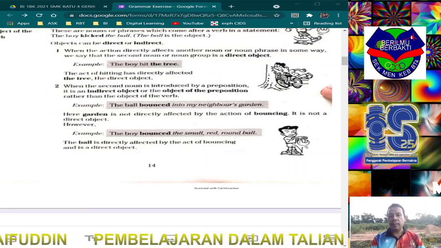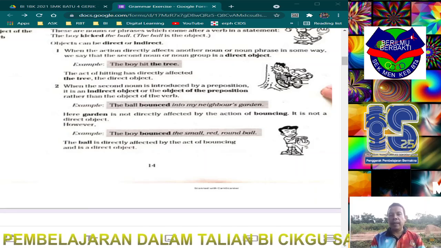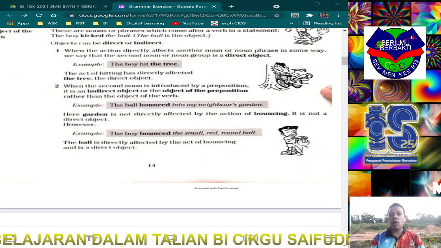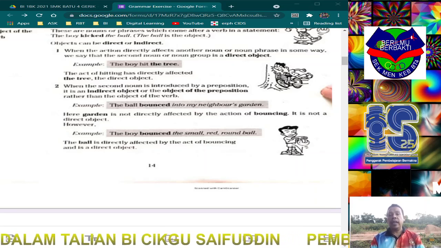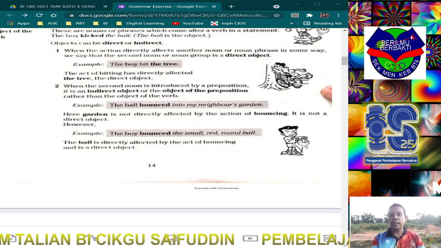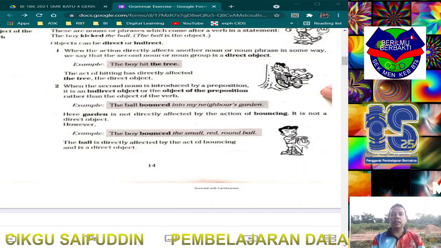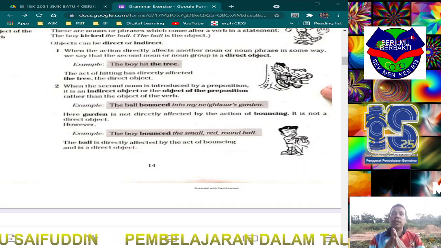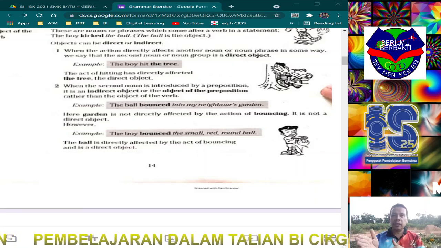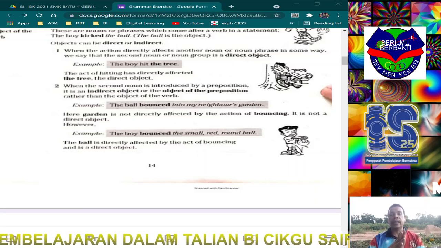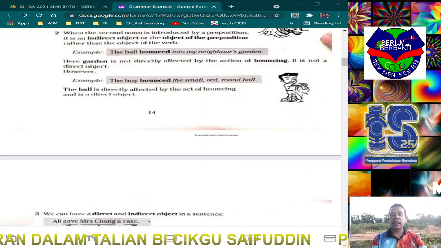However, for example, the boy bounced the small red round ball. The ball is directly affected by the act of bouncing and is a direct object. Dalam kes ini walaupun kita ada small, red, round yang adalah adjektif, kata sifat, kecil, merah, bulat, ball is actually a direct object. So apa yang penting, dalam satu-satu ayat mesti ada subjek, he, she, it, Aming dan sebagainya, kemudian ada kata kerja, run, walk dan sebagainya, dan ada objek yang disertakan dengan kata kerja tersebut. Itu yang asas untuk pembinaan ayat.